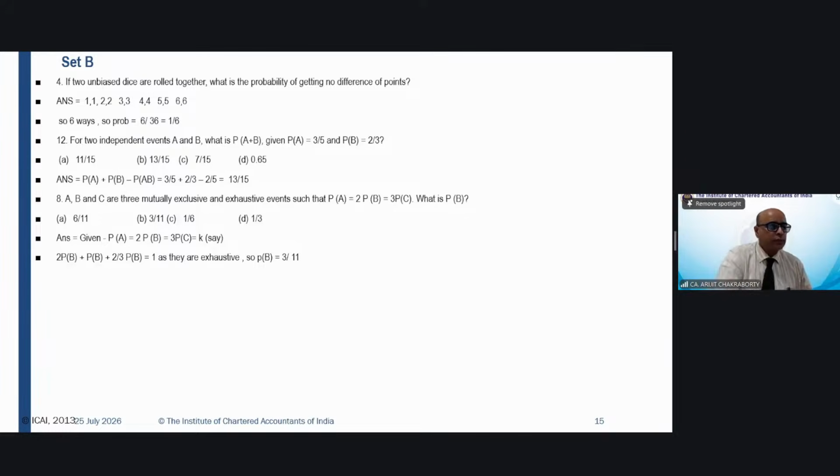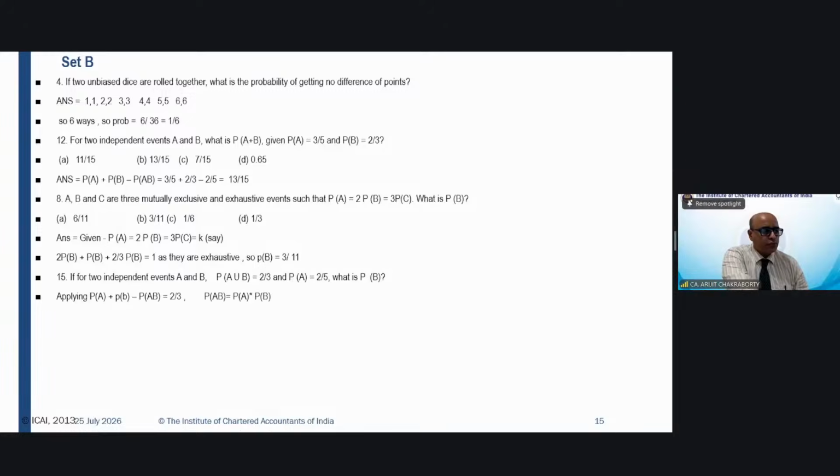So just substituting the value of each of the probabilities, we arrive at the P(B) value, which is 3 by 11. So what we have done here is we have converted P(A) in terms of P(B). That's why instead of P(A), we have written 2P(B). And instead of P(C), P(C) is equal to what? 2P(B) equals 3P(C), so we can say P(C) is 2/3 of probability of B. So that is why we have written 2/3 of probability of B. Okay, so I hope you are able to follow. Some of them are a little critical, just pay more attention and you will understand.